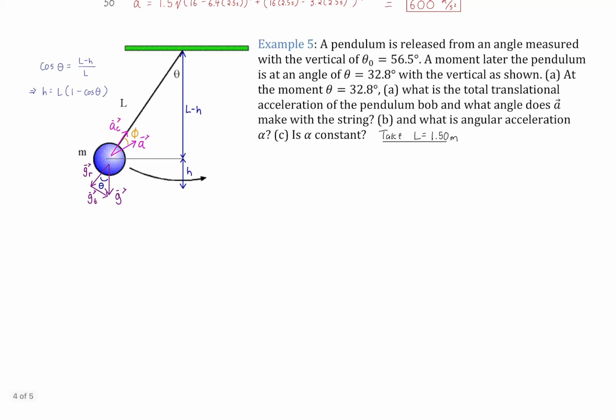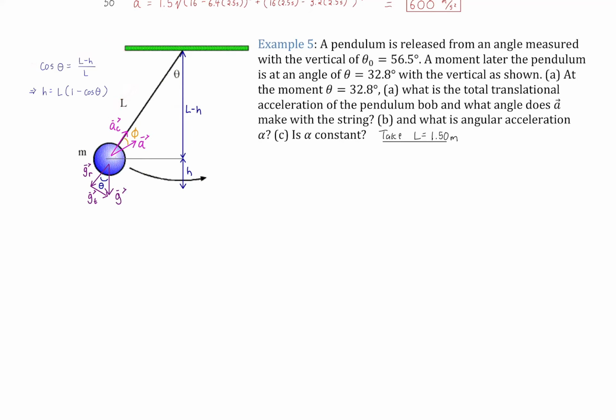A couple things. First of all, we're going to need to use conservation of energy to find the translational velocity after the pendulum has swung from the initial displacement of 56.5 degrees measured with the vertical to 32.8 degrees measured with the vertical. And if we're going to use conservation of energy, we need to relate those angles to a height. So we're going to use this familiar expression based on this right triangle. I hope it's familiar. We've used this quite a bit every time we've worked with pendulums, especially when we use conservation of energy.